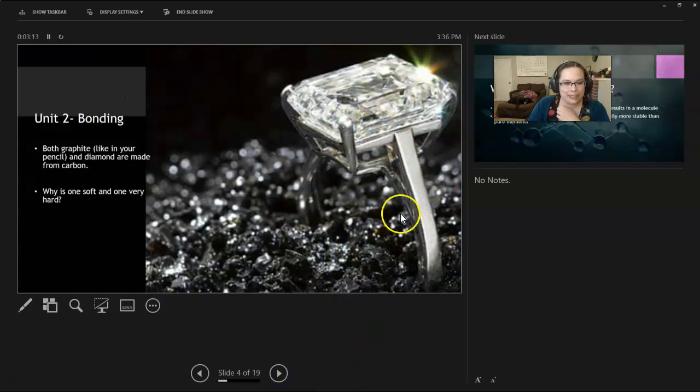This is a picture of graphite and a diamond. Both graphite and a diamond are made out of mostly carbon, but graphite is one of the softest known materials, whereas diamond is the hardest known material. So, what makes these two materials different?